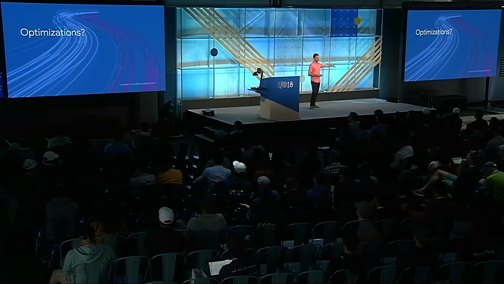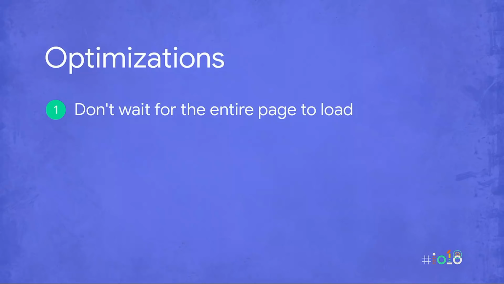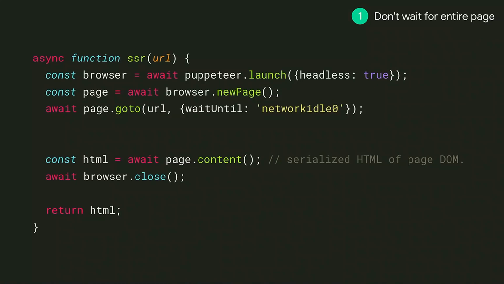Now, in order to get to those numbers, I actually did make a few more optimizations that I want to go through, because I think they highlight some of Puppeteer's really awesome APIs. So the first is, you don't have to wait for the entire page to load. The only thing we care about is this list of posts, right? We only care about that markup as Headless Chrome renders it. So if we go back to that server-side render method, we're launching Chrome. We're actually waiting for all network requests to be done. That's what that networkidle0 is.